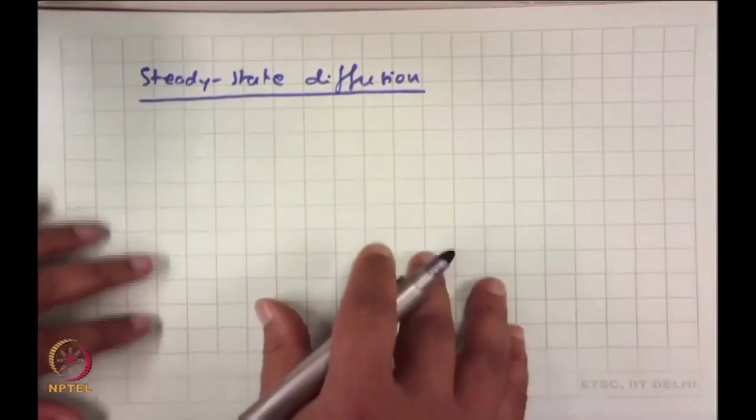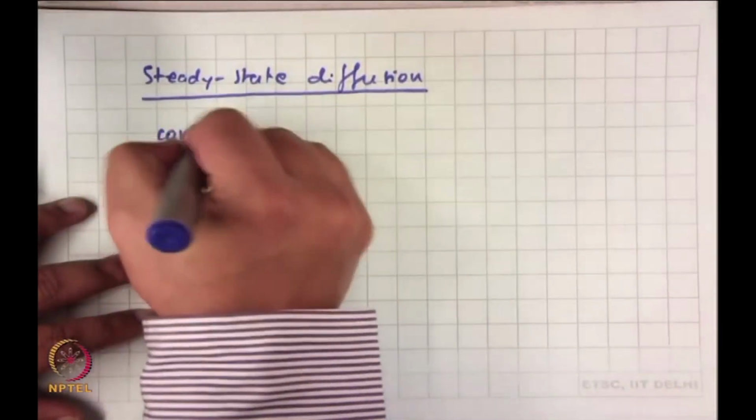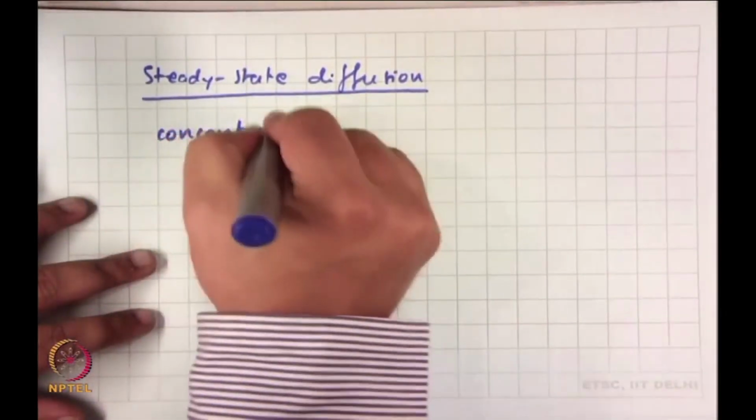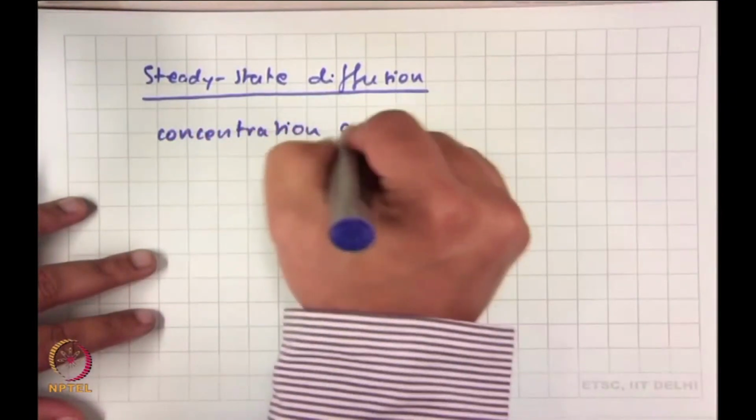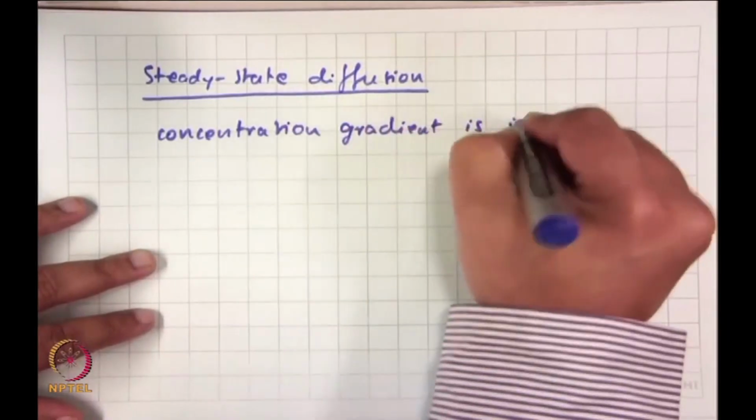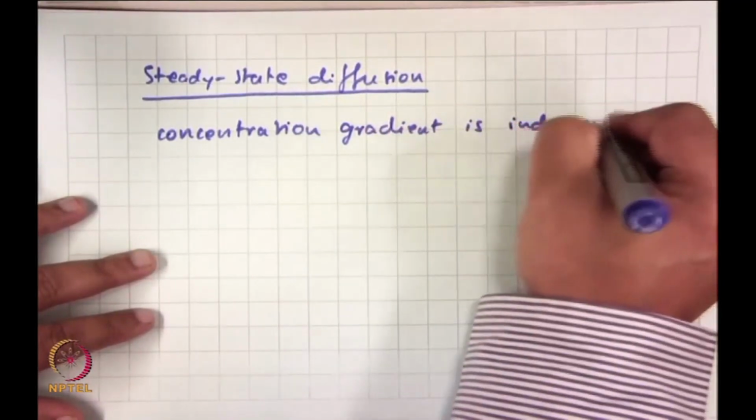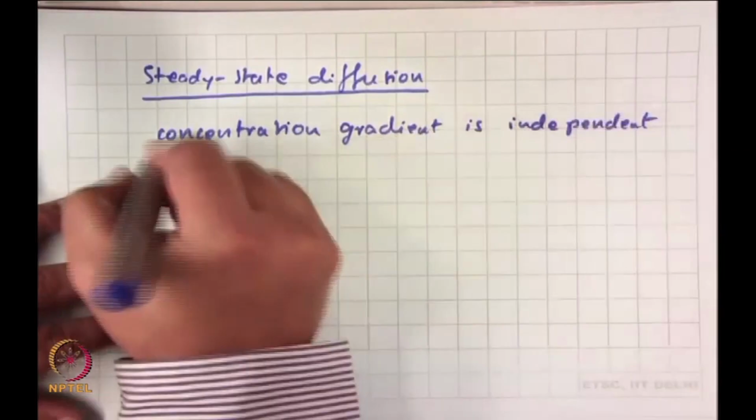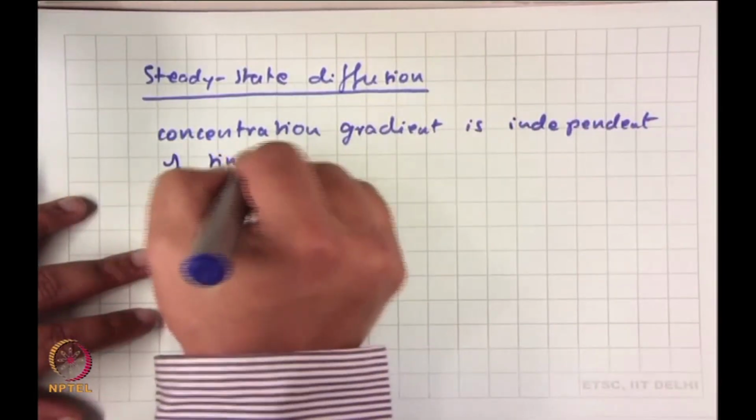Now, what do you mean by steady state diffusion? What I mean by steady state diffusion is the concentration gradient is independent of time.